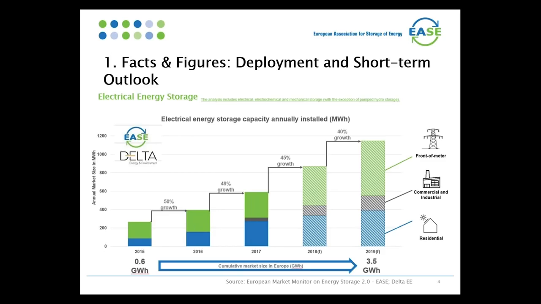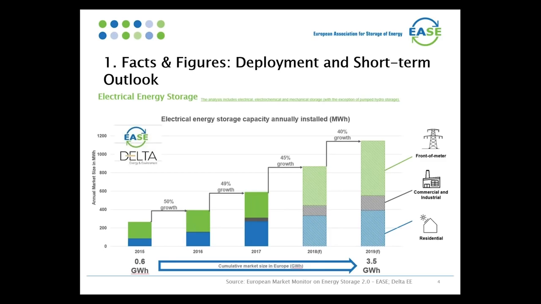Now the question is, what are the perspectives? They are still somewhat uncertain, in particular for what concerns Europe. If we take over these figures a moderate growth of, say, 20%, we will end up with an annual market of about 2 gigawatt hours in the middle of the next decade.